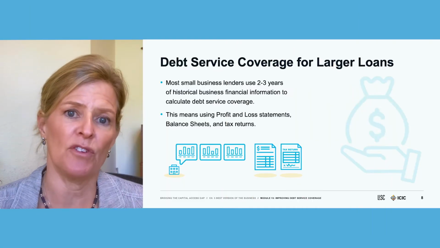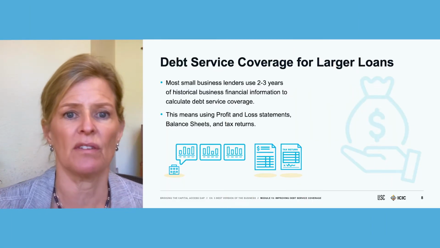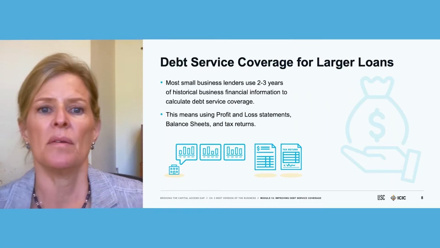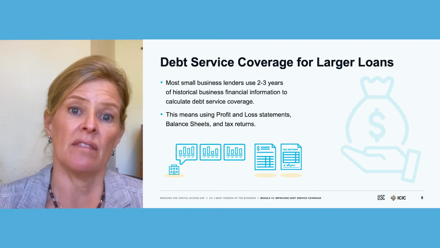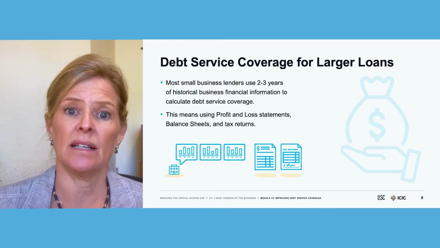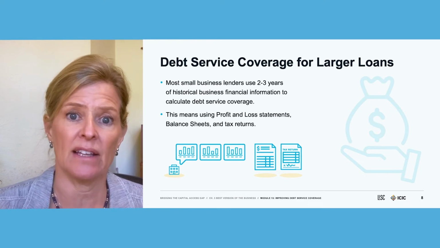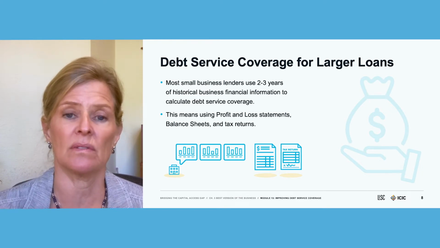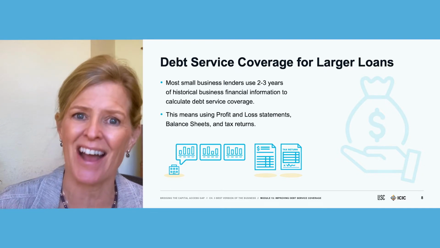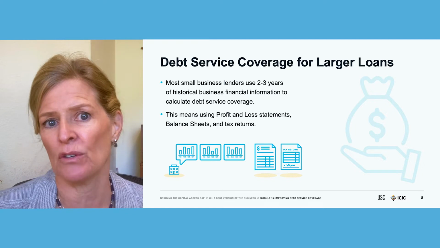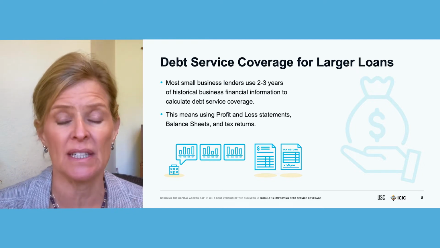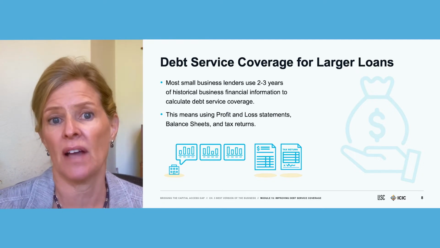So as I said, if you're working with the larger businesses looking for larger amounts of capital, make sure that you've got 2 or 3 years of financial statements, good, clean profit and loss statements, ideally a balance sheet and tax returns that look like they jive with the information in the financial statements. That's going to be a critical part of you being able to do this analysis and getting your client approved with a lender.